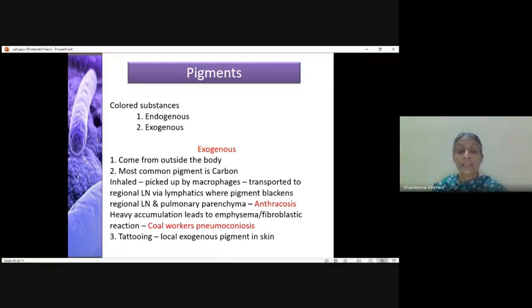But as they cannot digest it, they take it to the lymph nodes, and the lymph nodes too cannot digest it. So what you will see is that these carbon-filled macrophages will be seen in the lymph nodes. They will be seen in the tissues, and this condition is known as anthracosis. And when these carbon-laden macrophages start causing cellular damage, this condition becomes Kohlberger's pneumoconiosis.